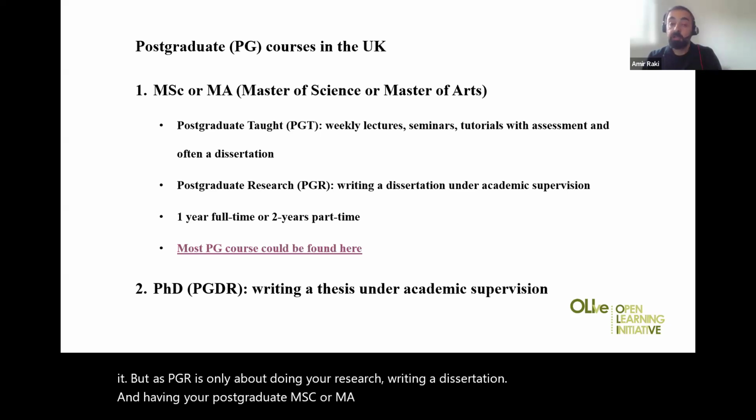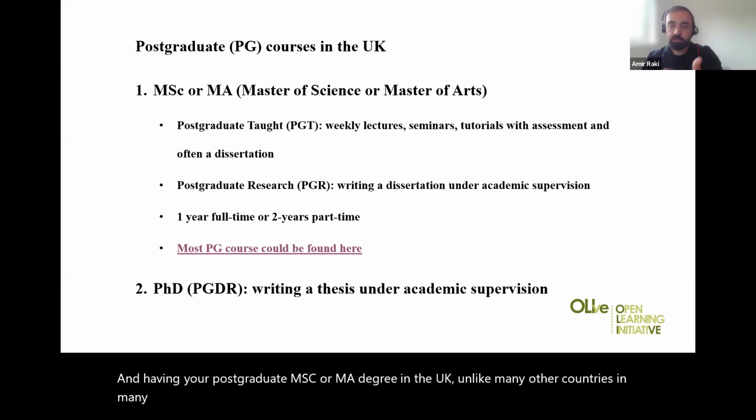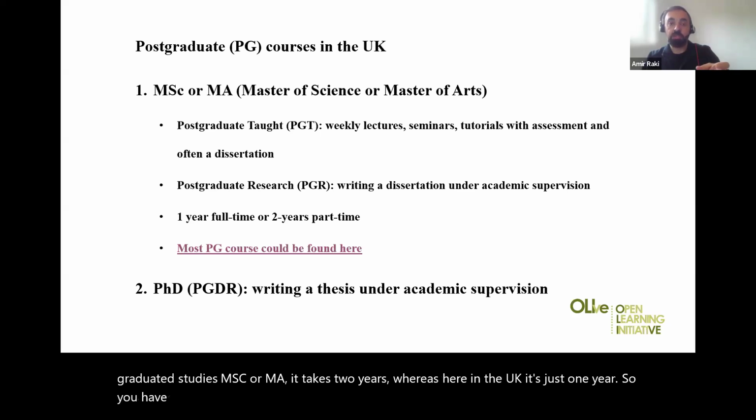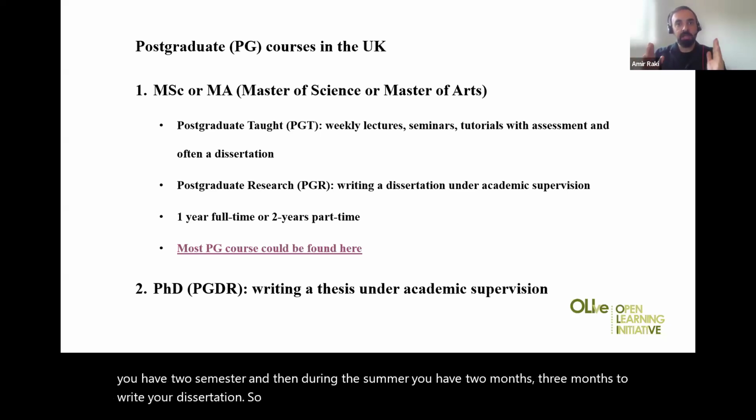In the UK, unlike many other countries, like some of the countries that we come from, or even the US, where postgraduate studies, MSc or MA, take 2 years, here in the UK it's just 1 year. So you have 2 semesters, and then during the summer, you have 2 or 3 months to write your dissertation. So keep this in mind.